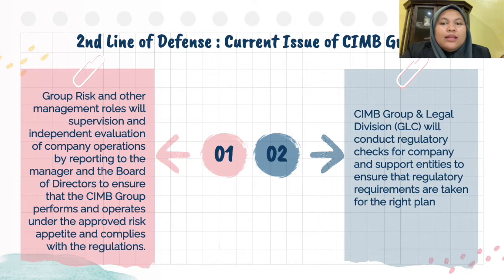Second, the CIMB Group Legal Division, GLC, conducts regulatory checks for the company and support entities to ensure that regulatory requirements are met for the right plan. Therefore, the plan to increase the ROE, in order to overcome problems such as over-investing in low-return business and under-investing in high-return business, will follow the right regulations.